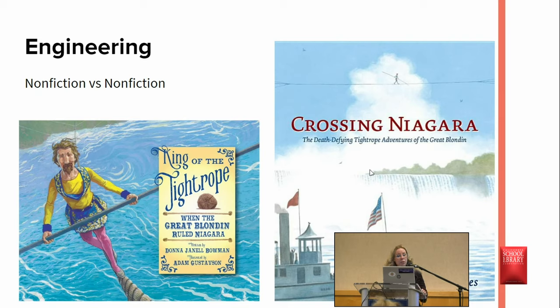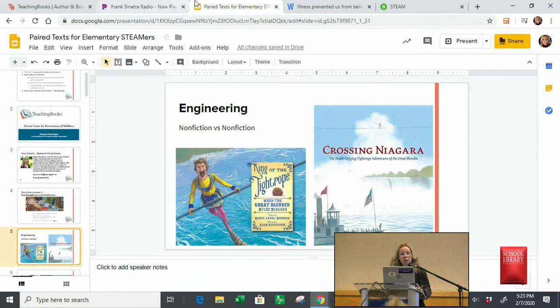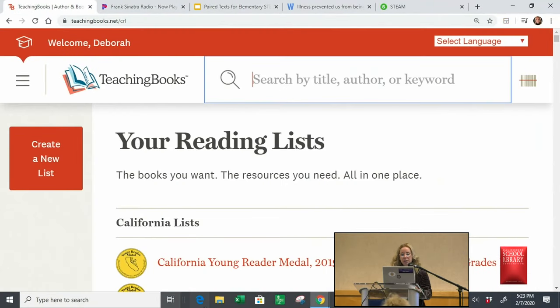And so one thing you might do is just do nonfiction versus nonfiction and read one of the nonfiction stories and then read the next one and talk to your kids about what did you see, what is different, what is the same. Now if I go into Teaching Books and I type in King of the Tightrope, I can just type it in my big box, and right away it comes up.